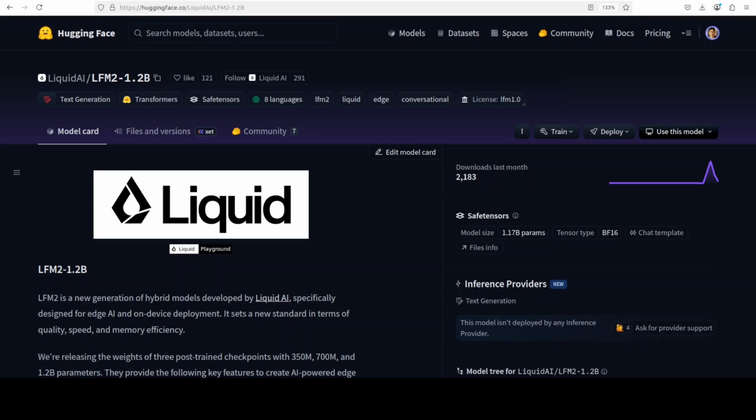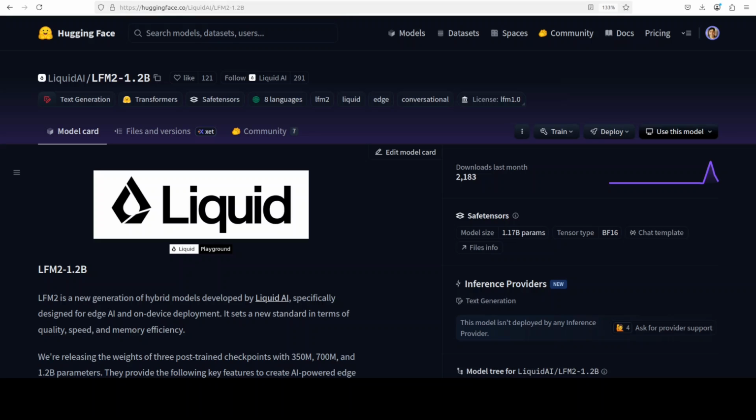LFM2 is a new liquid foundation model designed to provide the fastest on-device generative AI experience. These are small, efficient language models available in three sizes: 350 million parameters, 700 million, and 1.2 billion parameters. And in this video, we are going to locally install this 1.2 billion parameter model and we will test it out. These models are specifically optimized for running locally on devices like smartphones, electric cars, laptops, and other edge devices rather than in the cloud.